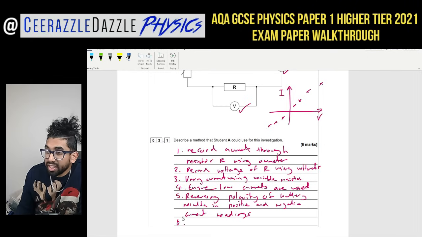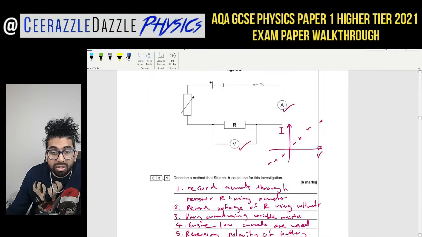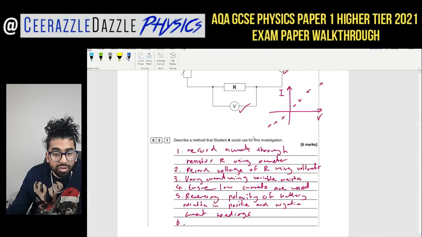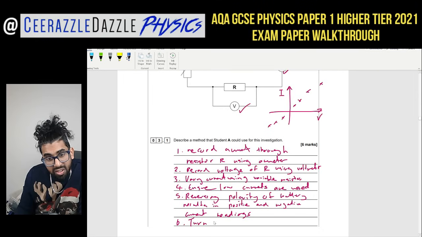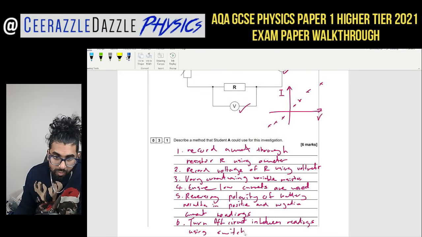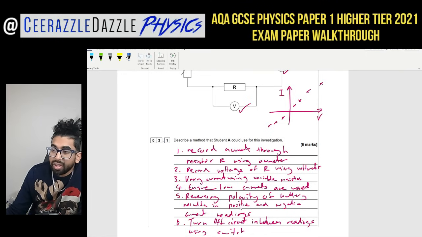Easy stuff here. You can also say that in between readings, you can just turn off the switch, to avoid it heating. So turn off the circuit in between readings using the switch. Okay, right, all right.